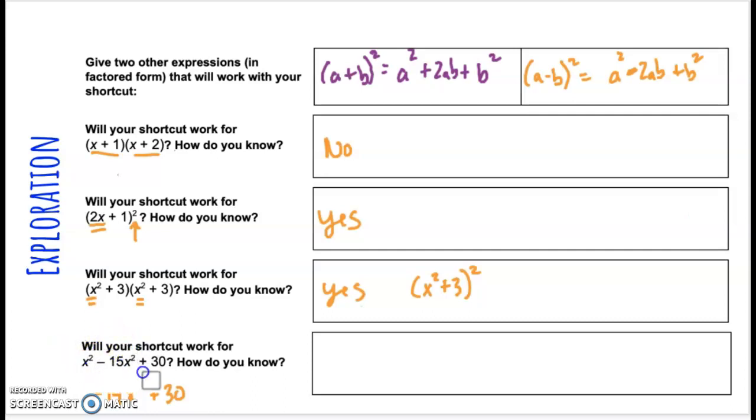All right, will your shortcut work for this, x squared minus 15 times x squared plus 30? Again, right here, what you want to look at, first of all, x squared minus 15x gives us negative 14x squared plus 30. And we see we do not have a perfect square right there, so no, it will not work.